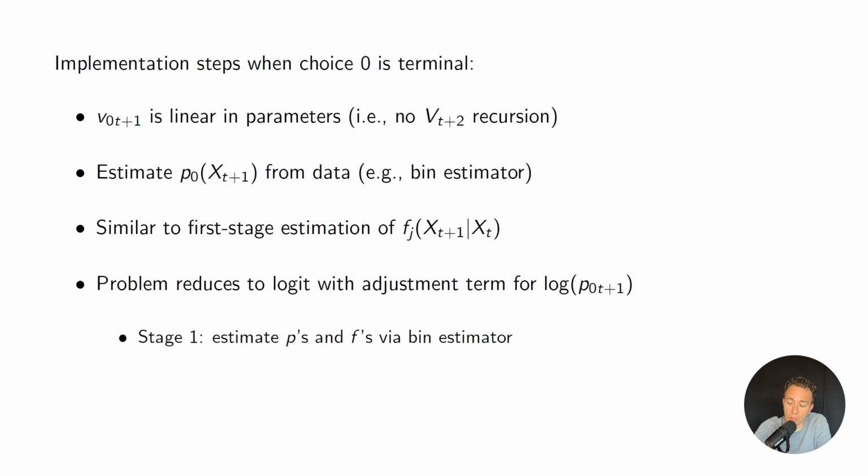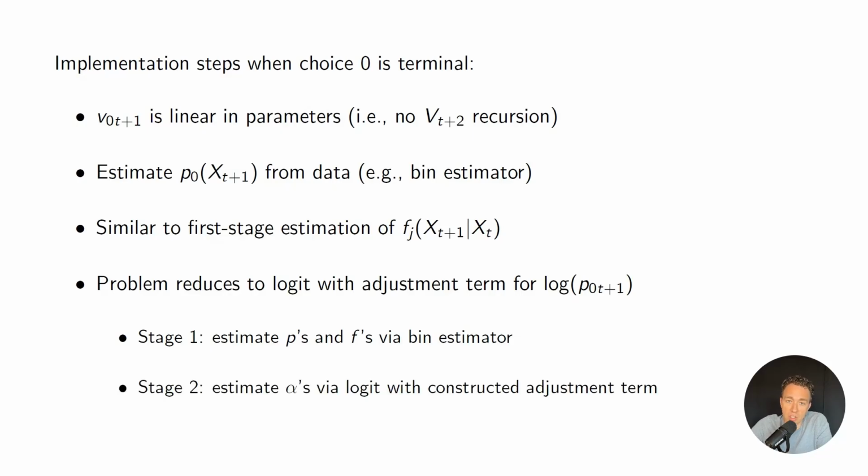So in stage 1, we're going to estimate the CCPs, the log of P0, and the transition probabilities, the Fs. And we can use bin estimators for both of these, or we could be a little bit more parametric. It's not a problem. And then in stage 2, we can estimate our structural utility parameters using a simple logit model where we've added another regressor that captures this adjustment term, which is a function of the P's and the F's from the first stage.